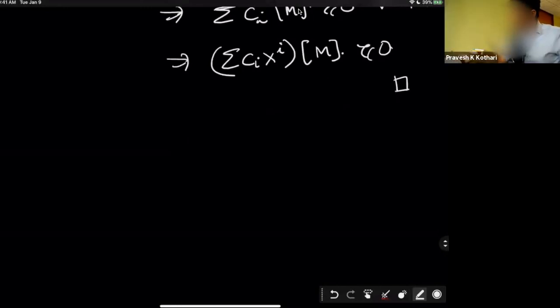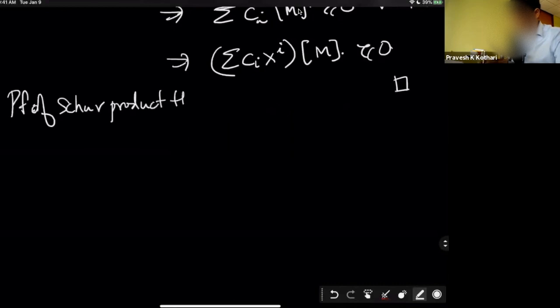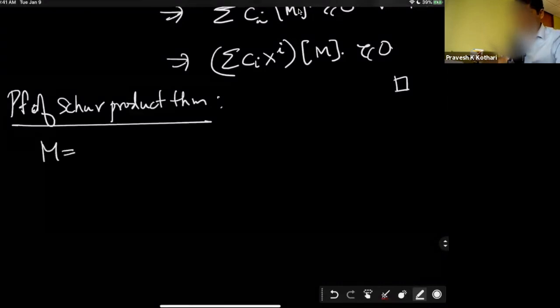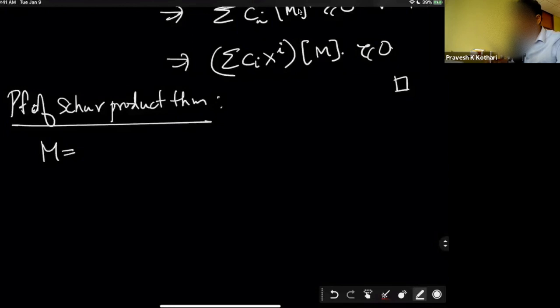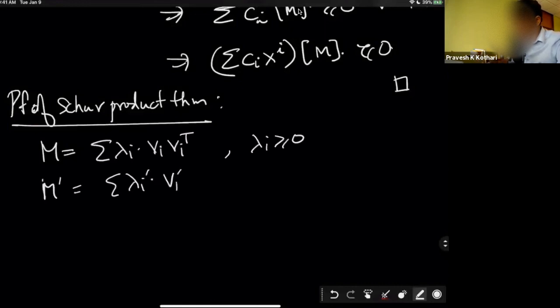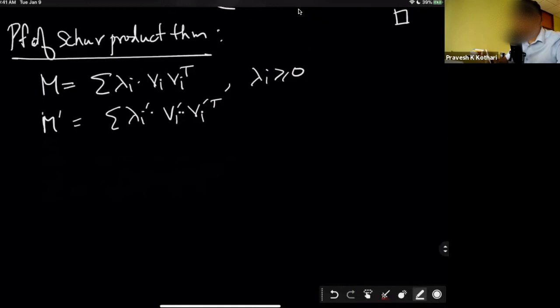So let's prove the Schur product theorem. And for that, we're again going to use something that you proved on homework 0. So you remember that any PSD matrix M can be written as the sum of lambda_i v_i v_i transpose for lambda_i's which are non-negative. So let's say I have these representations for M and M prime. Then I'm just going to build a representation for M circle M prime and complete the proof.